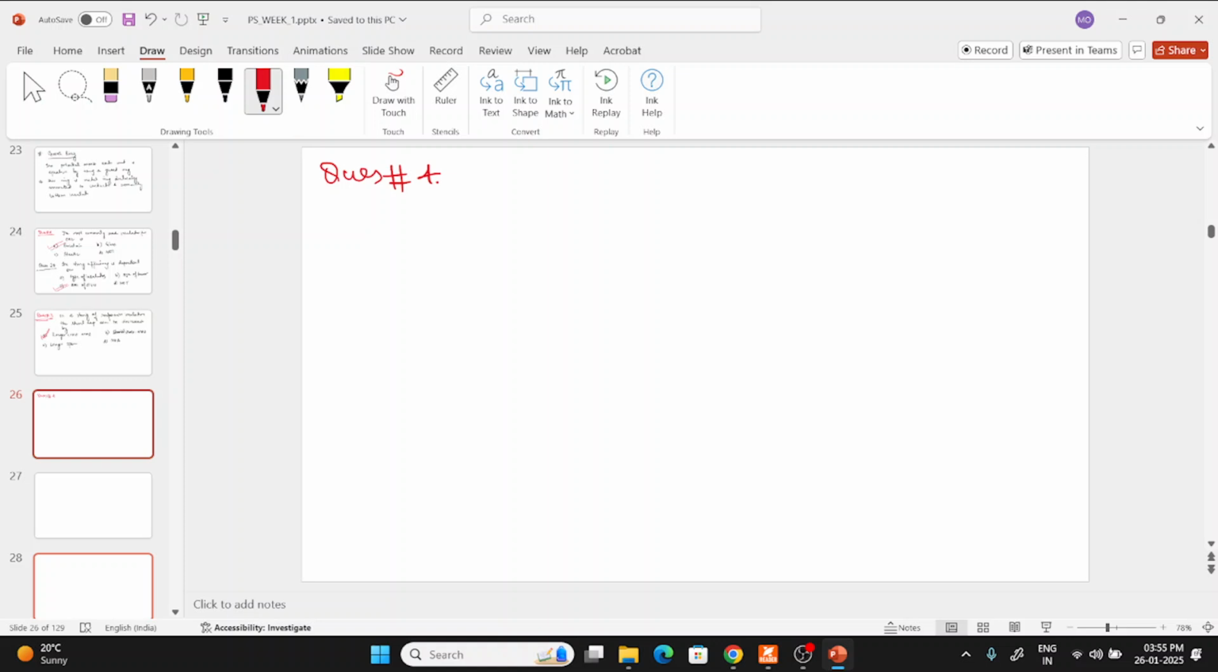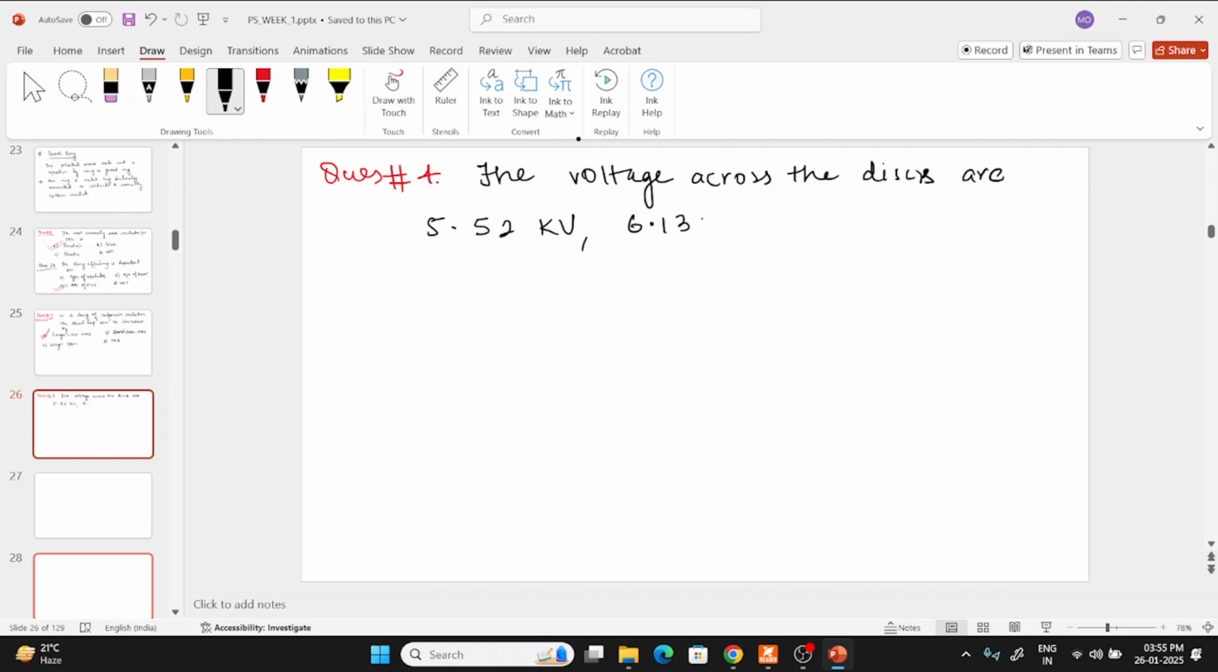Okay. So now another question, question number four. You should calculate this. The voltages across the disks are 5.52 kilovolt, 6.13 kilovolt, and 7.4 kilovolt. ठीक?